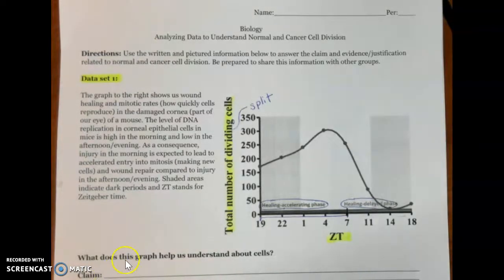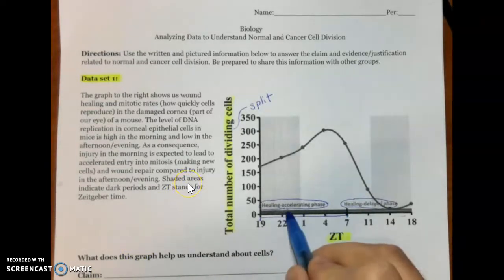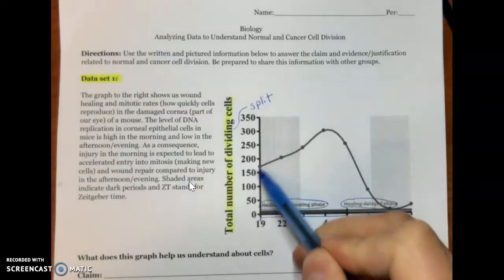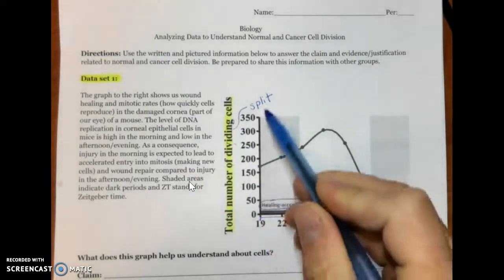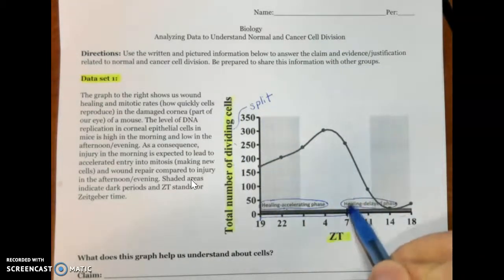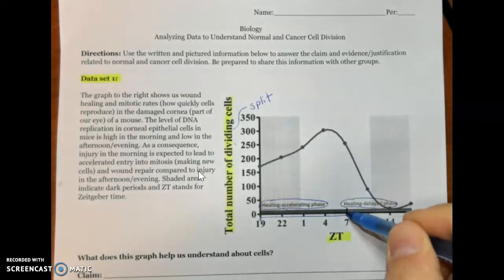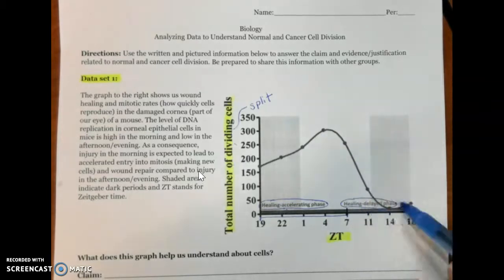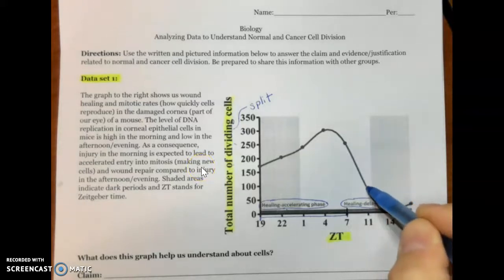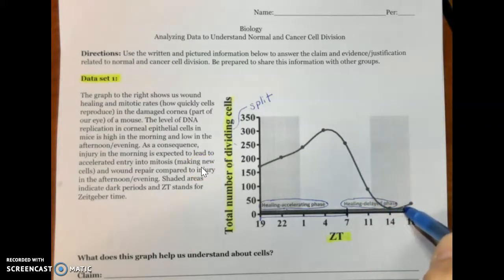Now let's take a look at our graph. We've identified this section here as being the healing accelerated phase, and we can see that the number of dividing cells, or number of splitting cells, is increasing during that time. Once we get to 7, we are entering the healing delayed phase, where the number of splitting or dividing cells is decreasing.